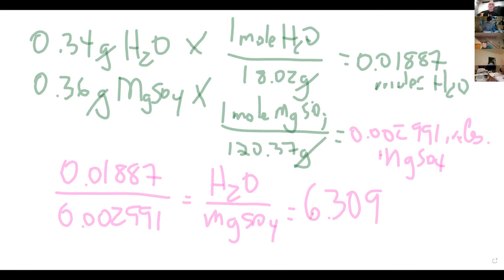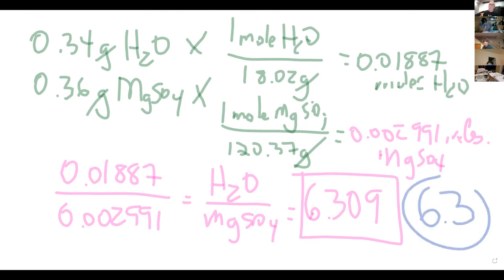So we got a ratio of 6.3. So we said two significant digits. So our final answer should be 6.3. And that's not bad. That is an error of only 9.9%. So that's pretty good.